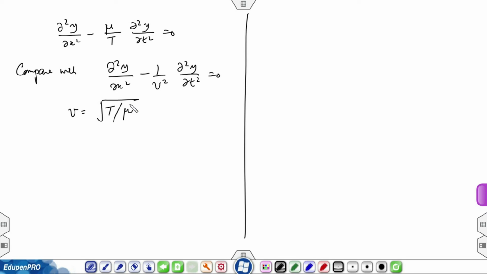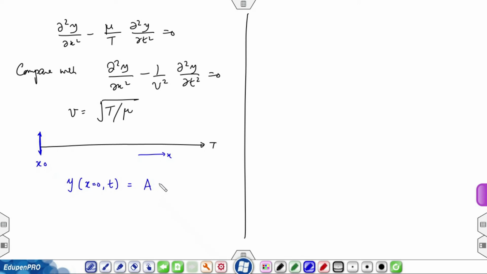Now, suppose I take this string, tension T, it is in the x direction, and suppose this point is x equals 0, and at x equals 0 I start shaking it up and down, such that the displacement at x equals 0 as a function of time is given as some amplitude A sine omega t. What will be the form of the travelling wave?